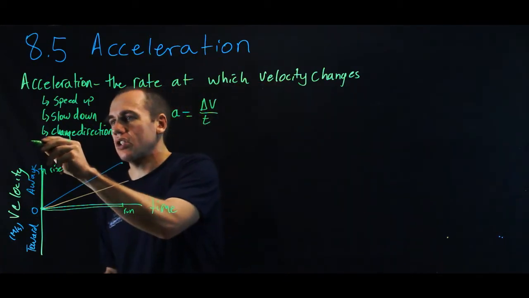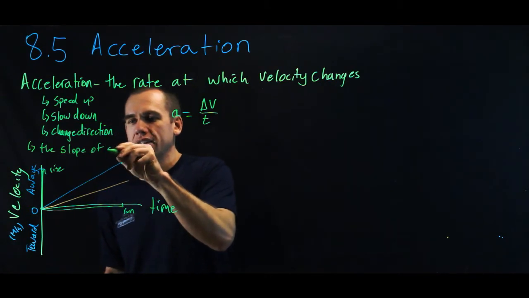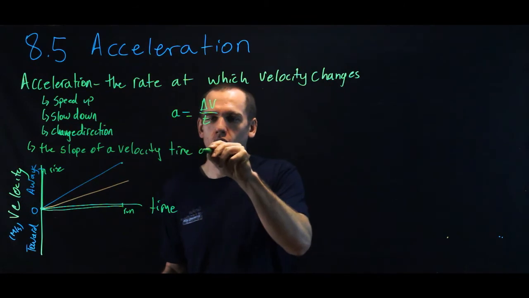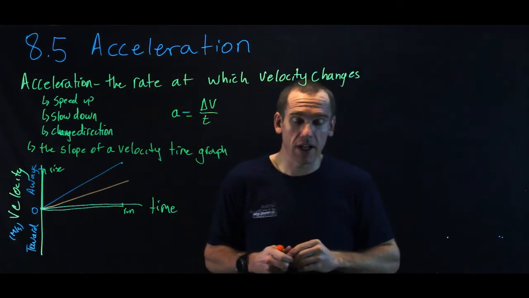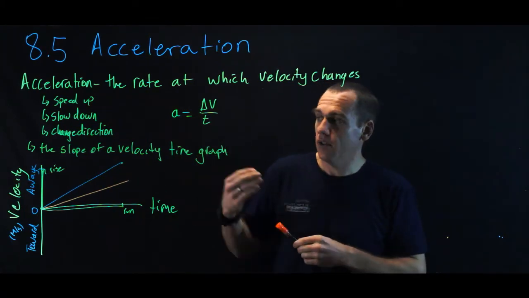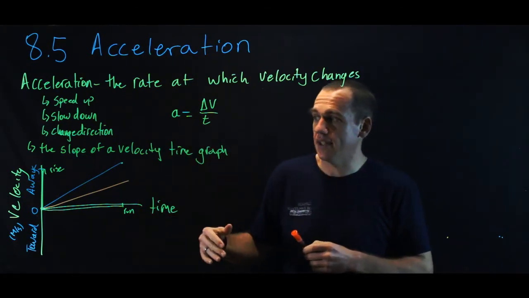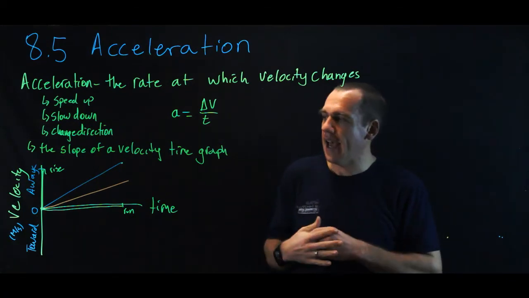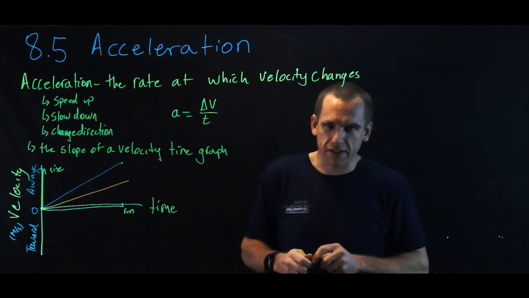Okay? So acceleration is the slope of a velocity time graph. Just like velocity is the slope of a position time graph. So this is just the extension, right, of velocity. So velocity is how quickly position changes, acceleration is how quickly velocity changes. Now what's interesting about this is you don't have to have a negative velocity to have a negative acceleration.